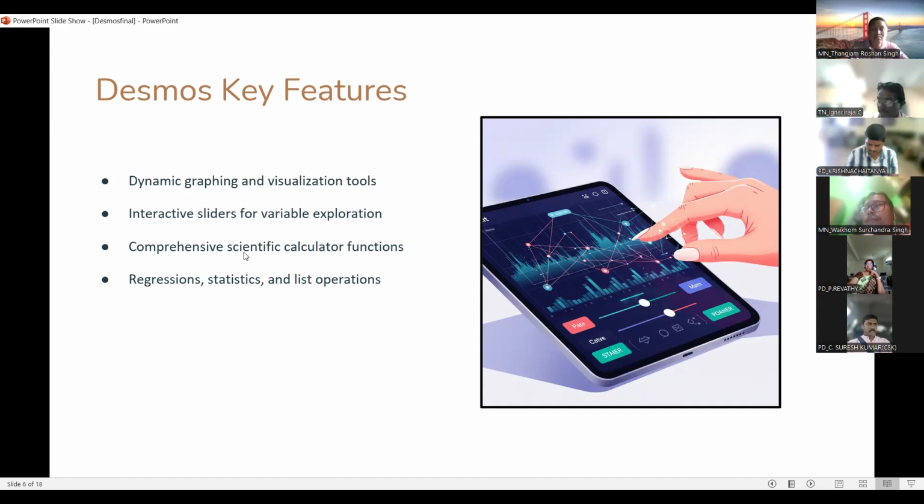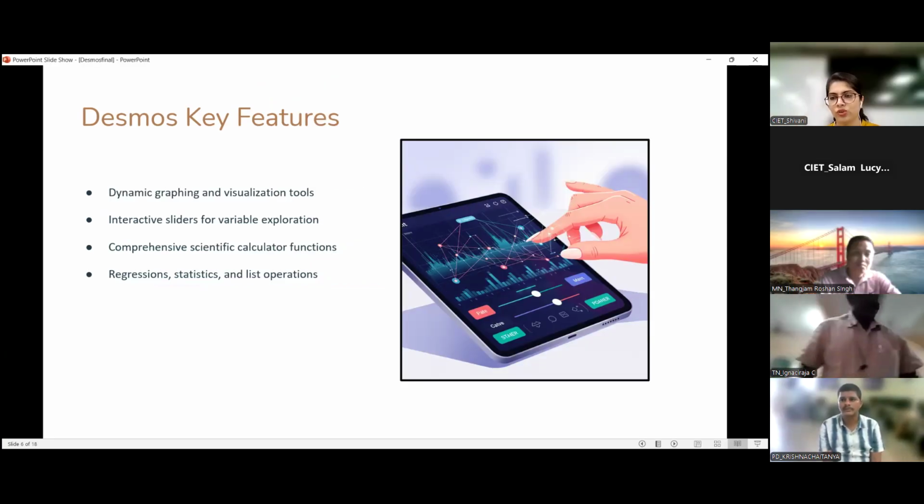This is a comprehensive scientific calculator function. You know that at the college level we have a scientific calculator. There we can do mathematical logarithmic problems, scientific exponential problems, these kinds of tough problems. Here also we can do this. And the best part is that here we can do regression, statistics, and other operations. So this is the best part. This is a combo for primary class to higher education.